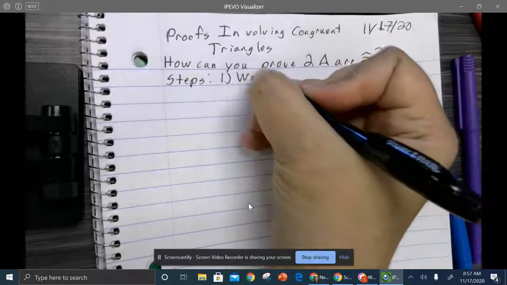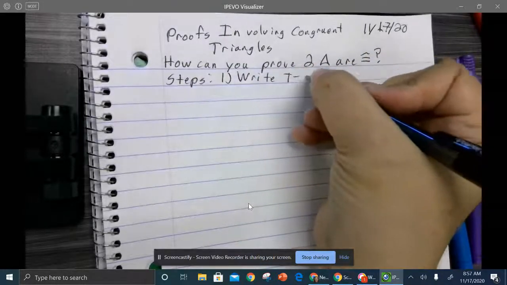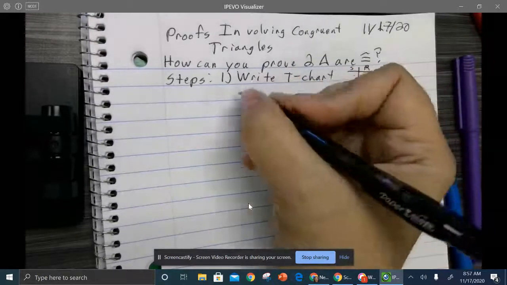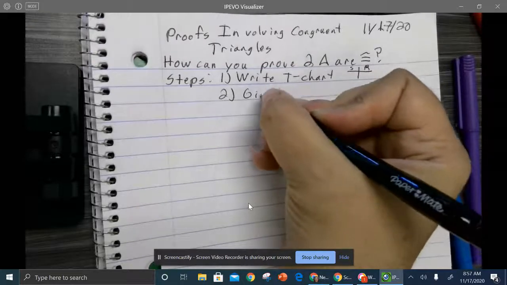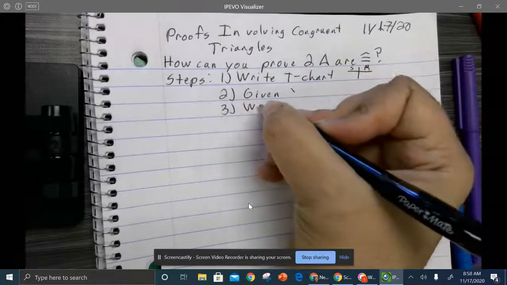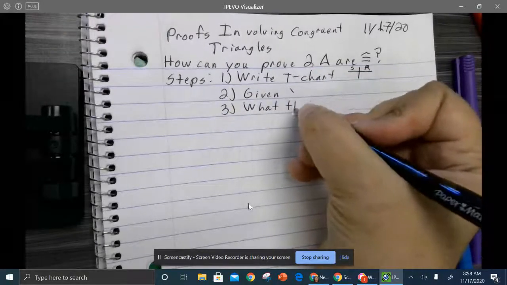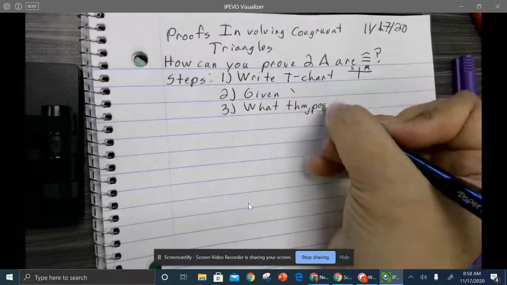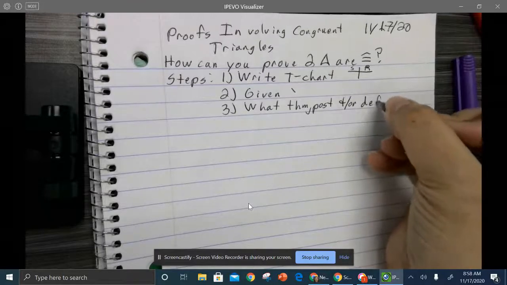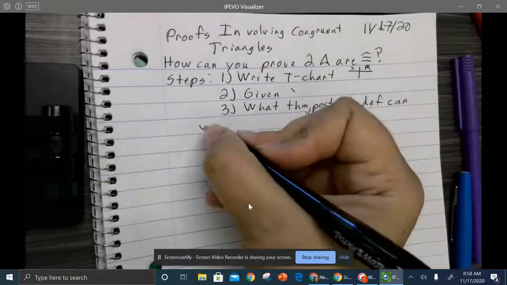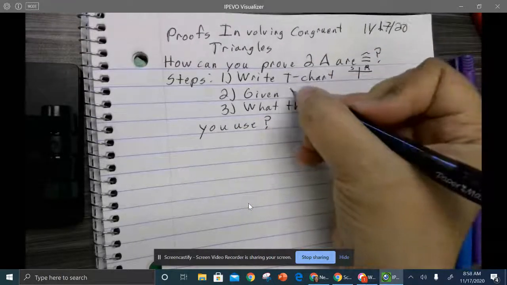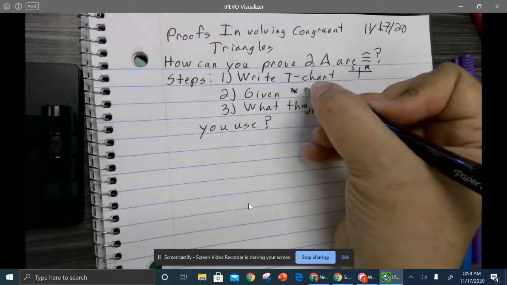So you're going to write your T-chart, your statements and reasons. You're going to do the given. So think about what theorem, postulate, and/or definition can you use? Okay. So for both of these, mark them on the diagram.